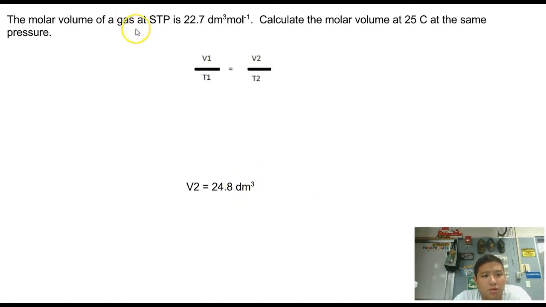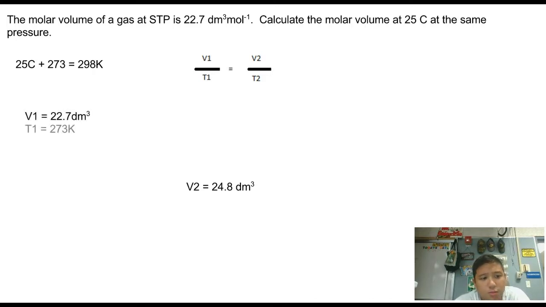We have a molar volume of gas at STP of 22.7. Calculate the molar volume at 25 degrees at the same pressure. Since we're at the same pressure, the only things that are changing are volume and temperature, so we're going to be using this equation. Remember, let's convert our 25 degrees Celsius to Kelvin. We're going to add 273, so 298 Kelvin.